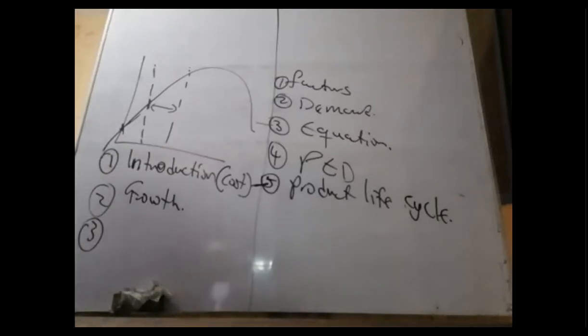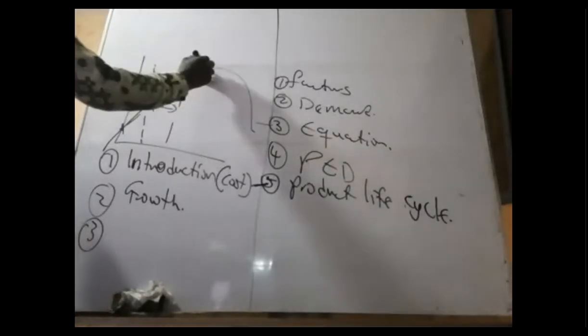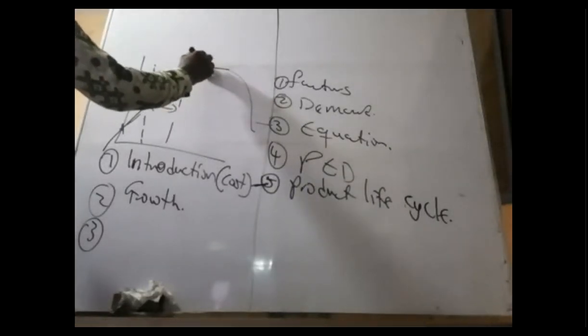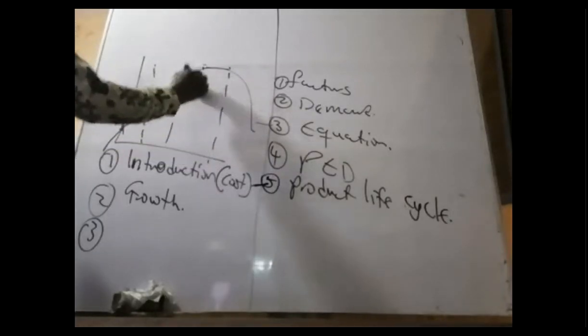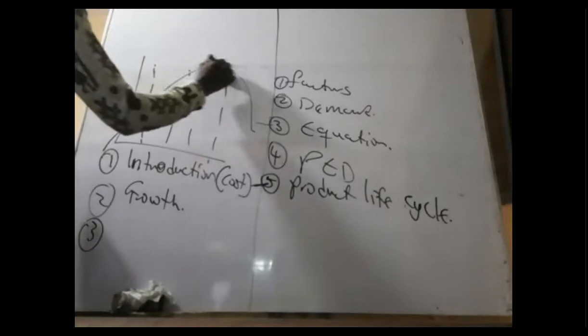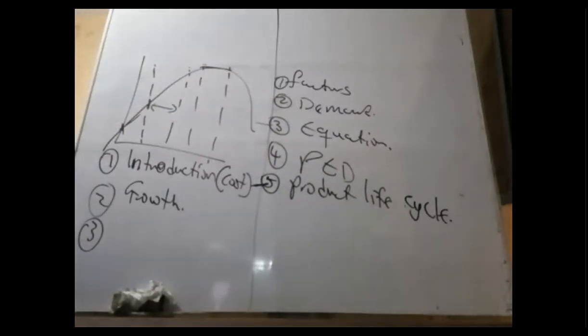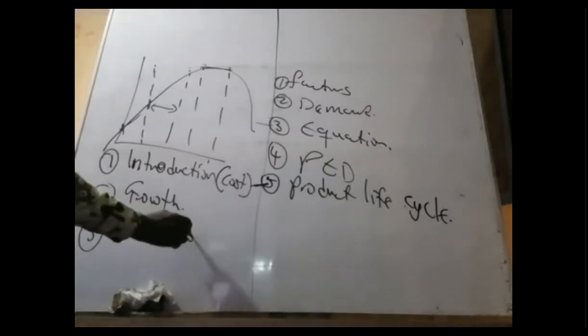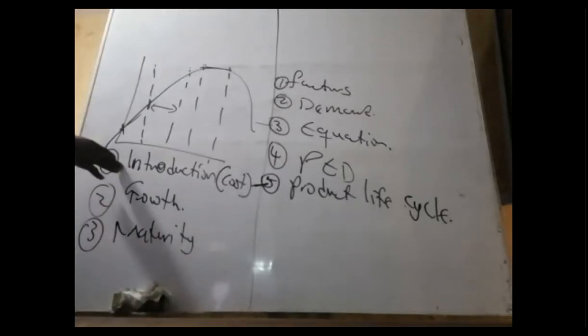Then at maturity, so from here up to here, we call it saturation, where that one, in fact, is getting to the peak. You've gotten towards the peak, and sales are really high. At the introduction stage, you make little profit or you make a loss because people don't know the product. You do a lot of adverts, a lot of publicity so that people will get to know the product.